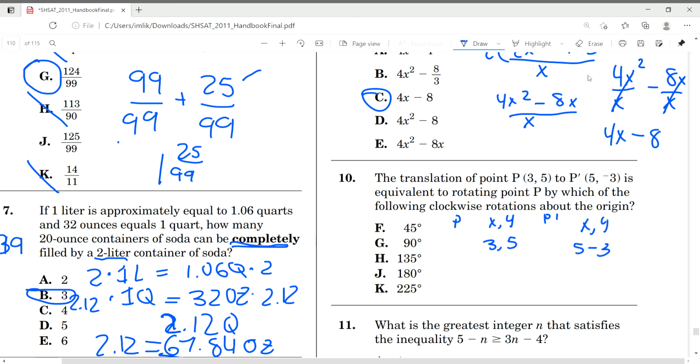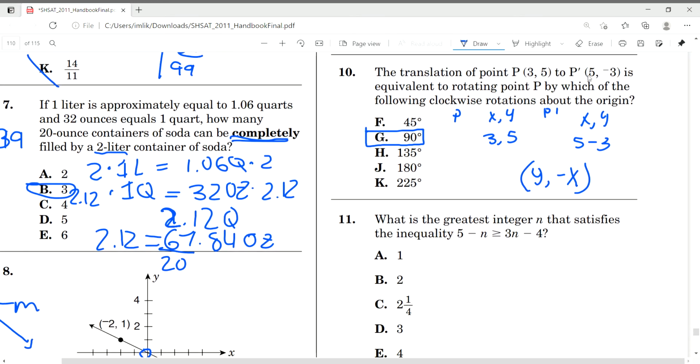So what happened here? We put our y first, so we have y, and then our x, which was 3, turned into negative 3. So y comma negative x happened. Now, whenever you have a rotation that follows the rule of y comma negative x, it has to be a 90-degree rotation. So it's G. Remember your rotations and try to figure out what happened and what changed. In this situation, I found out what happened to our coordinates. They put our y first, and then they negated our x and put it second. So that is equal to y comma negative x, which is a 90-degree clockwise rotation.